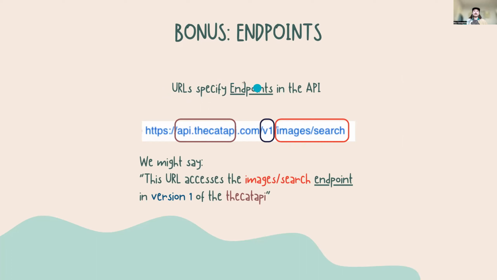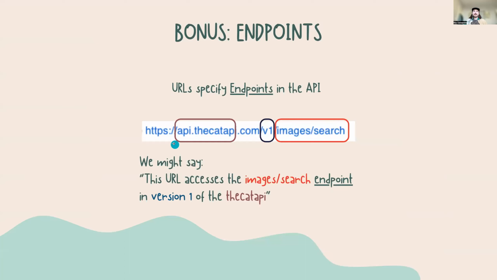And you don't really need to know the term endpoint right now, but you'll see that sometimes in reference to the different things you can access with an API. They'll be called different endpoints. And so the endpoint would generally be the end part of the URL here. That's how you specify which endpoint you want. So here we want images/search on the cat API.